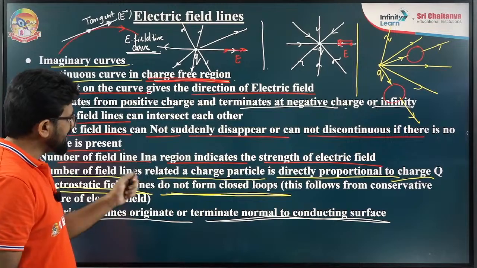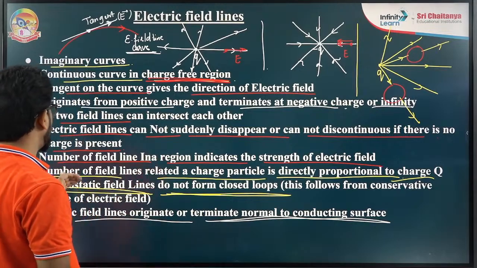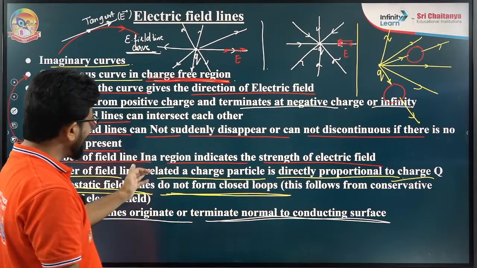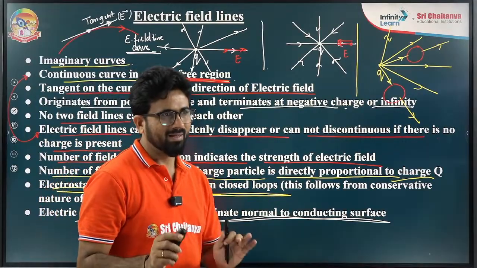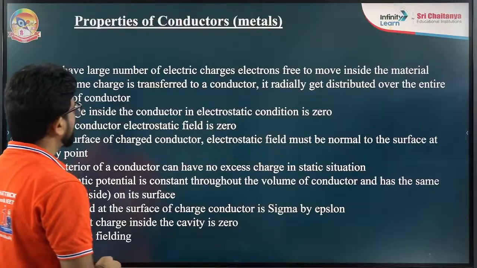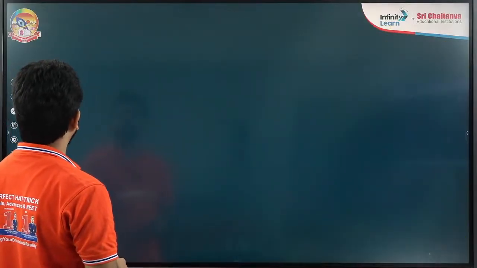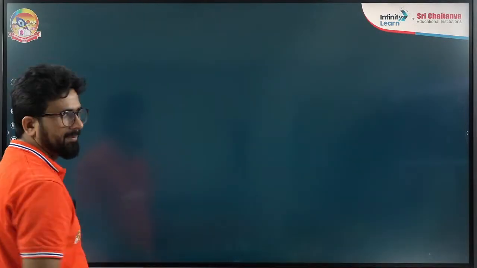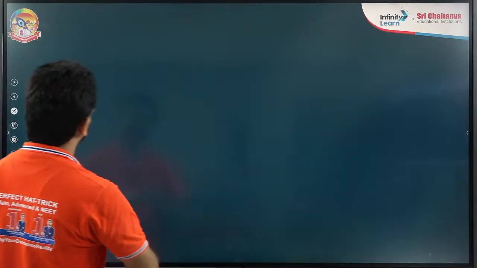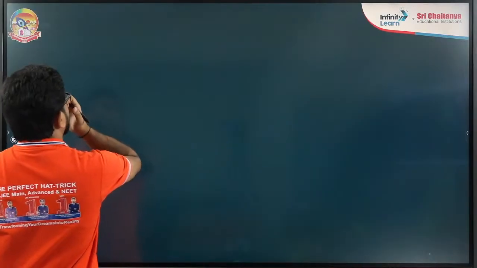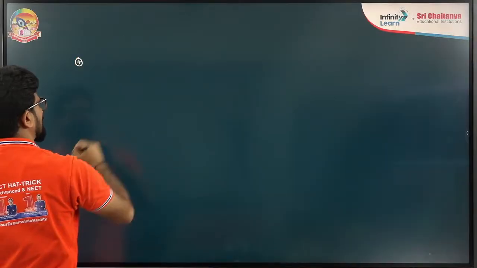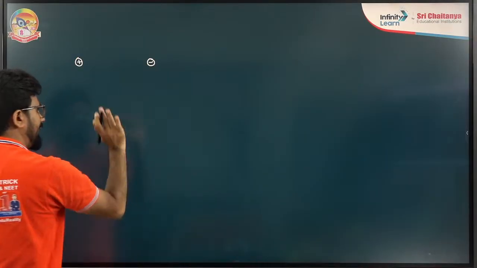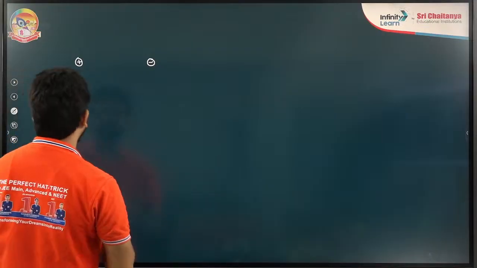These field lines do not form a closed loop. Before that, I have written that the number of field lines related to a charged particle is directly proportional to Q. Directly proportional to Q. Just see, I am taking you to a blank slide. Please understand the concept. Suppose this is a positive charge and this is a negative charge.